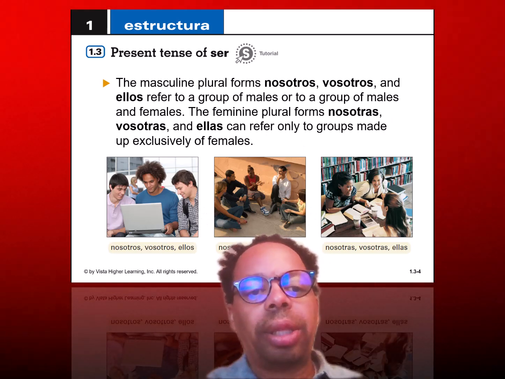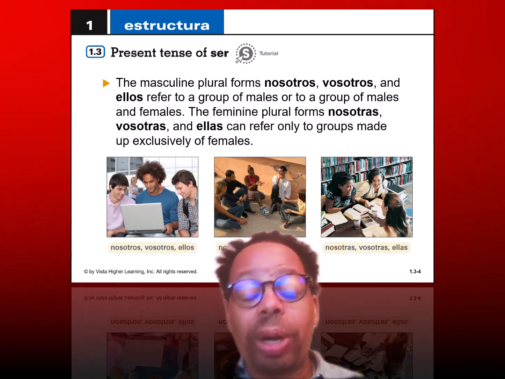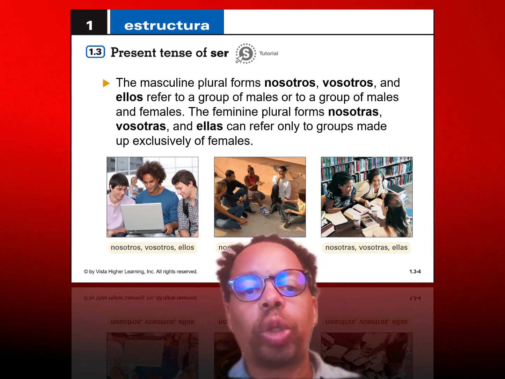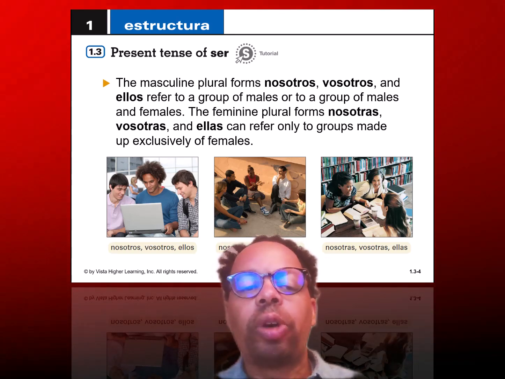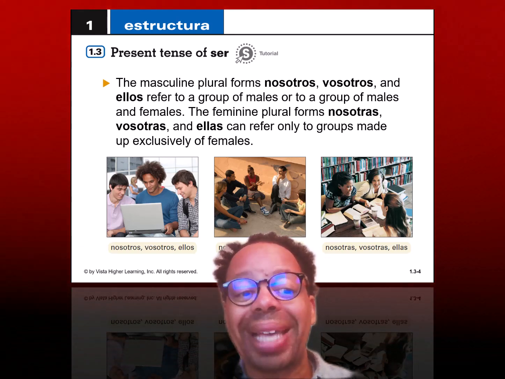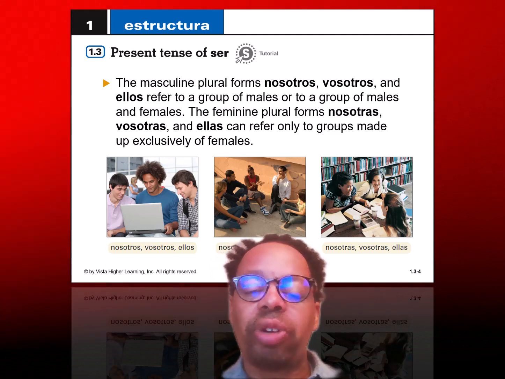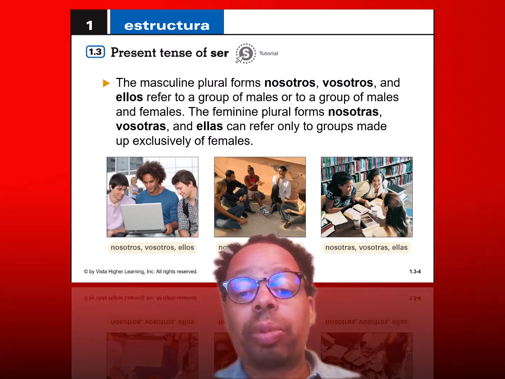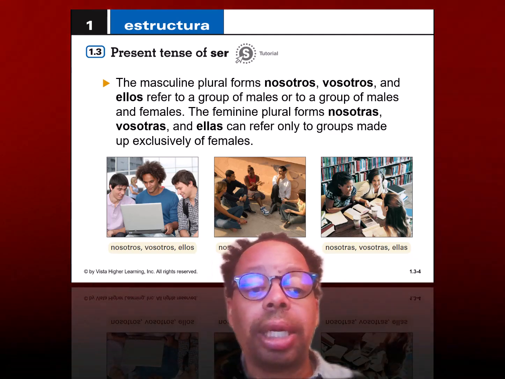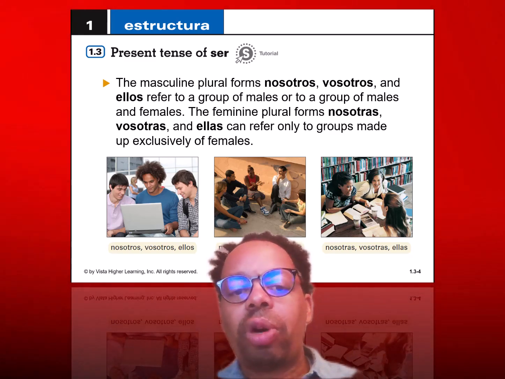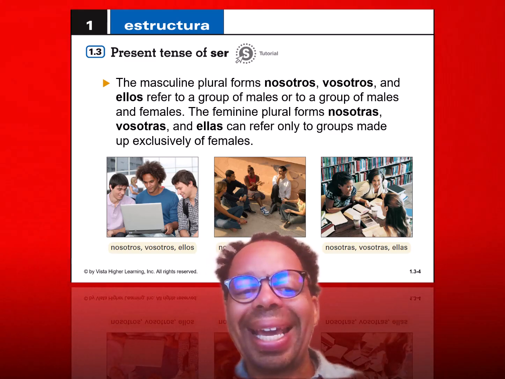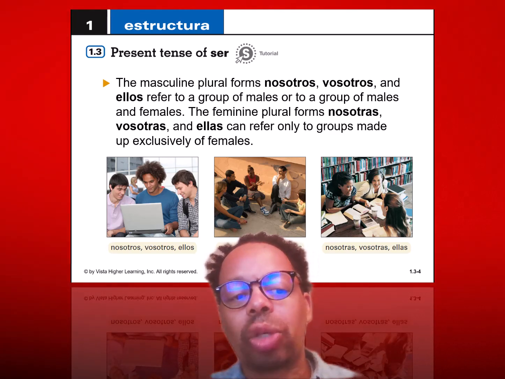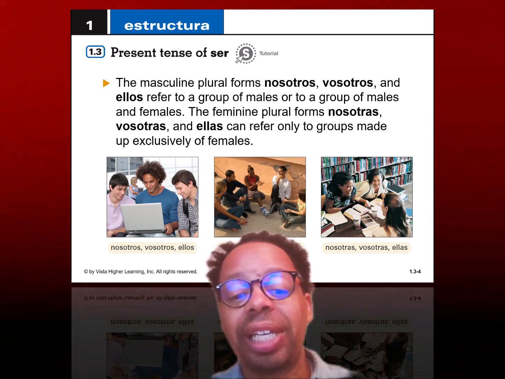So with nosotros, we have a masculine form and a feminine form. Nosotros, vosotros, and ellos refer to a group of males or to a group of males and females, which we looked at previously with the subject pronouns or with the articles. The feminine plural forms nosotras, vosotras, and ellas can refer only to groups made up exclusively of females.